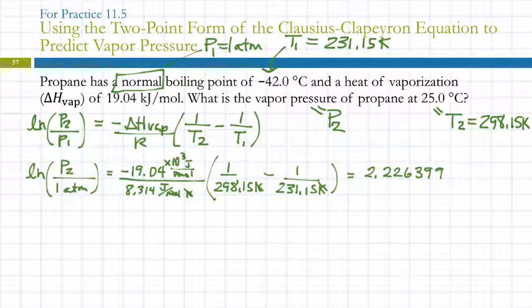When you're dealing with complicated equations like this, and logarithms especially, you don't want to round this off to like 2 or 2.2. That could give you some error in your answer. Keep a lot of extra digits.